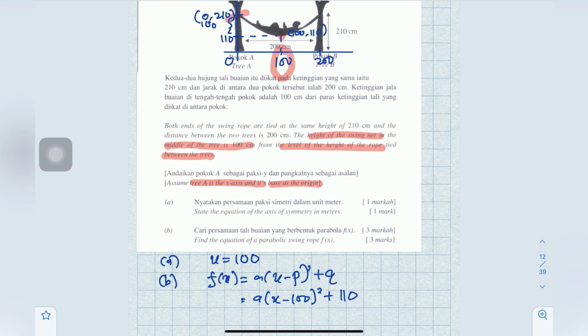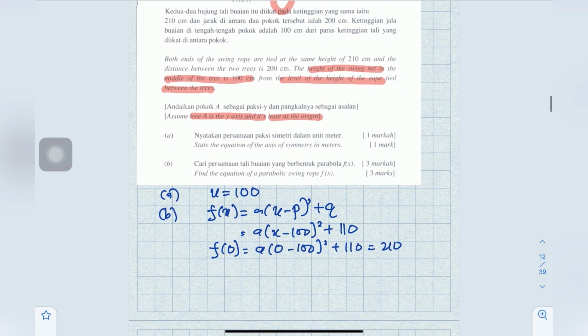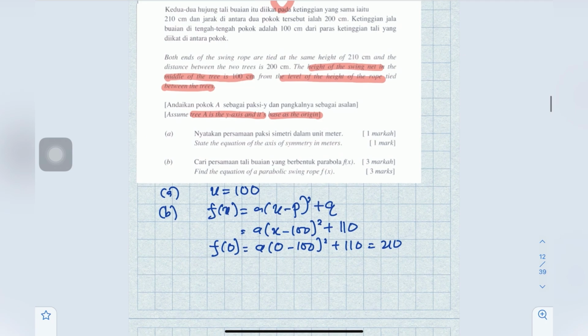210. X is 0, the y-coordinate is 210. So the y-coordinate is Fx. So F(0) equals 210. X is 0 minus 100 squared plus 110 equals 210. Okay, so we work it out here. 0 minus 100 is negative 100. 100 squared is 10,000. Okay, A. Plus, just subtract 210 minus 110, 100.